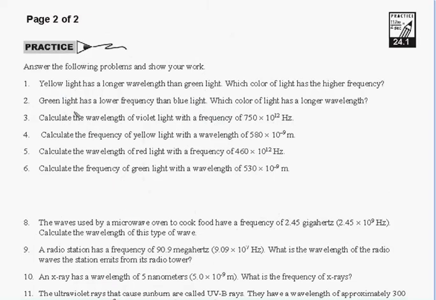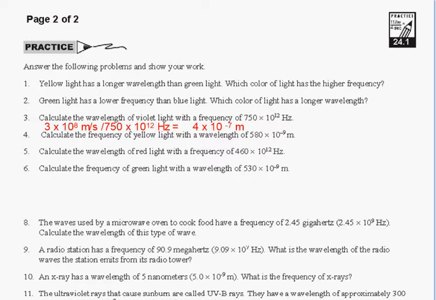And there's my frequency, 750 times 10 to the 12 hertz. And I'm going to plug my numbers in the equation. And when I do that, I get 3 times 10 to the 8th meters per second. That is the velocity, the speed of the light, divided by 750 times 10 to the 12 hertz. My answer, 4 times 10 to the negative 7 meters.